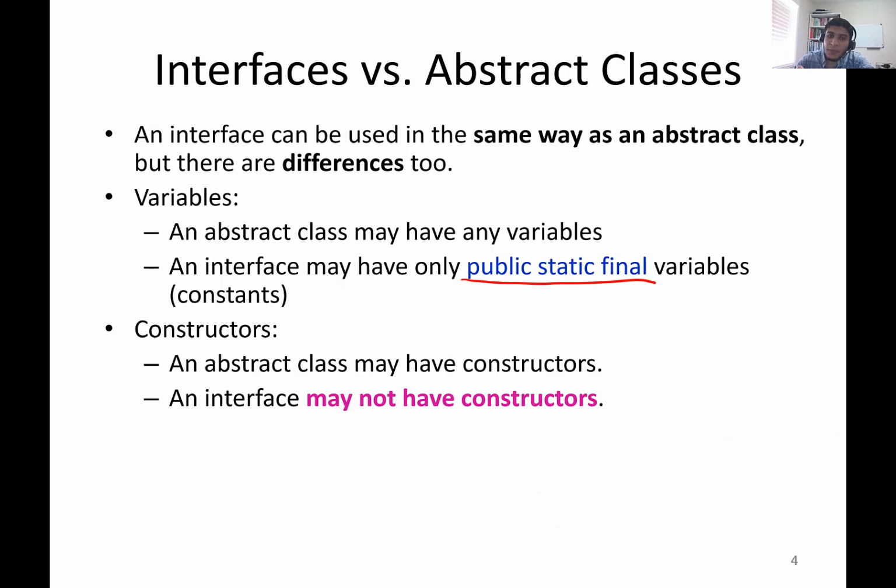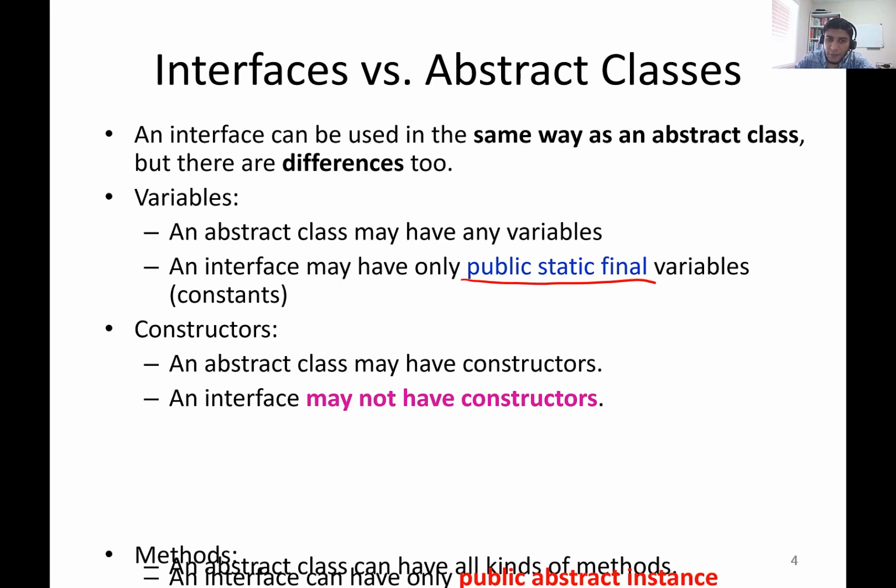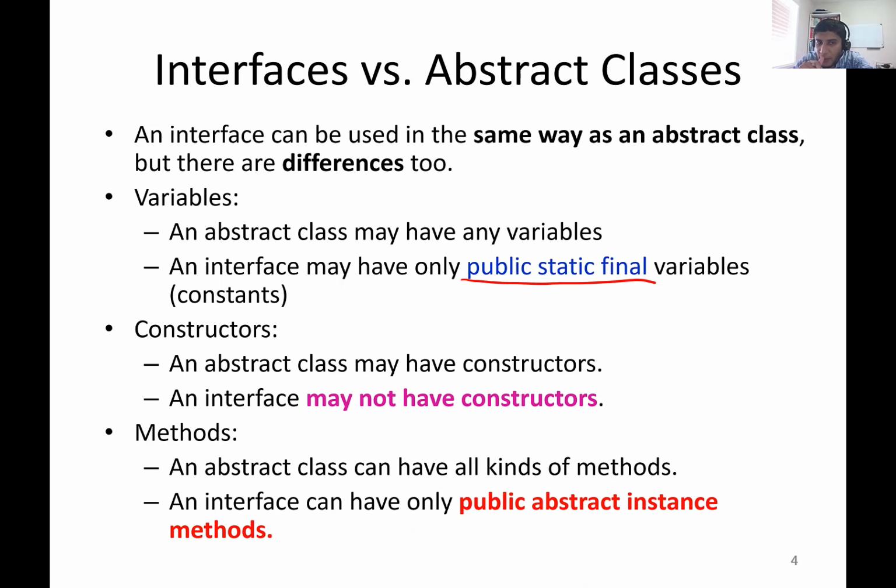Why is that the case? Because, well, you cannot create objects out of this interface class, and it's not meant to be, right? So as we will see right now, you don't even inherit those constructors. So the class that implements the interface will not be calling the constructor of the interface. With regard to methods, an abstract class can have abstract methods as well as concrete methods. As long as you have only one abstract method, you are an abstract class, while in an interface, all the methods have to be public and abstract. Okay.